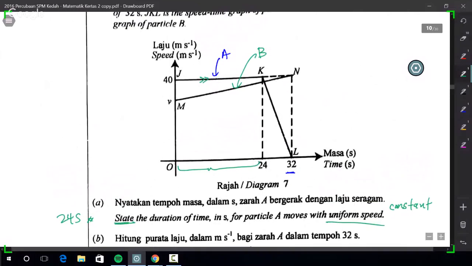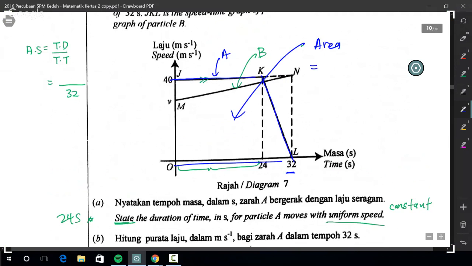Calculate the average speed for particle A in 32 seconds. In order to do average speed, you know this actually equals total distance divided by total time. So total time we know already is 32 seconds. Now we want to find distance. In a speed-time graph, the distance basically is the area. So I will need to find the area here.